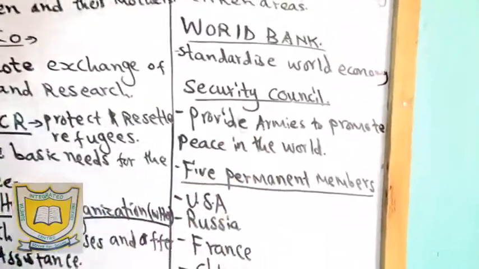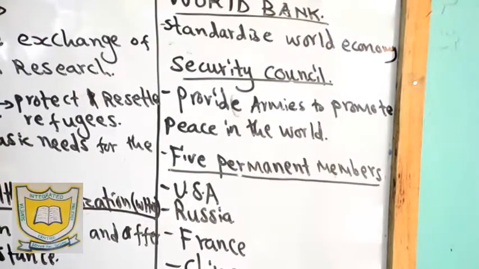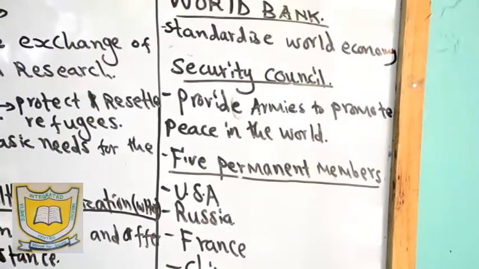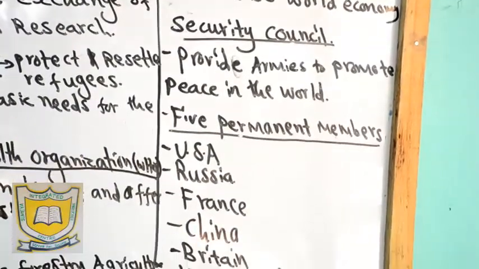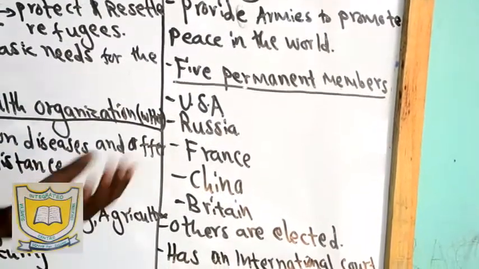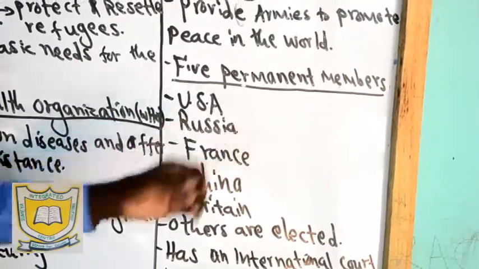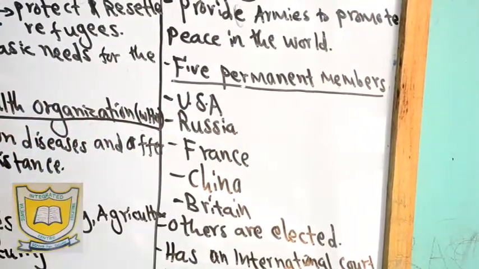Then the Security Council has what we call the 5 permanent members. Those are some of the superpowers of the world when it comes to war. So number 1, we have the United States of America. It's a permanent member. It's not elected.